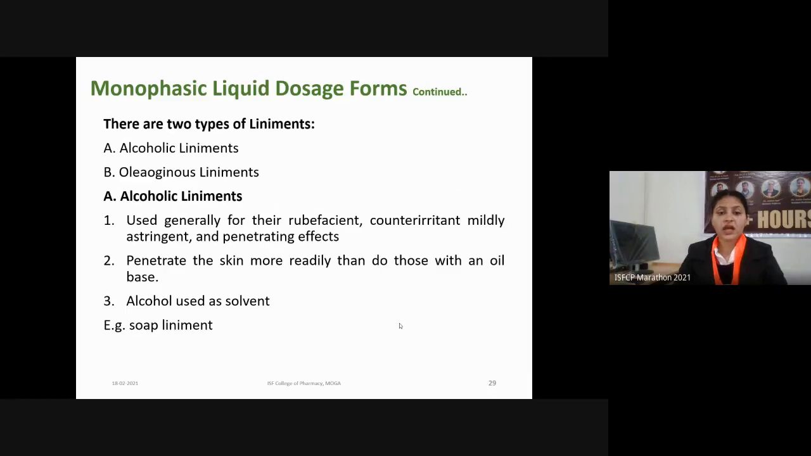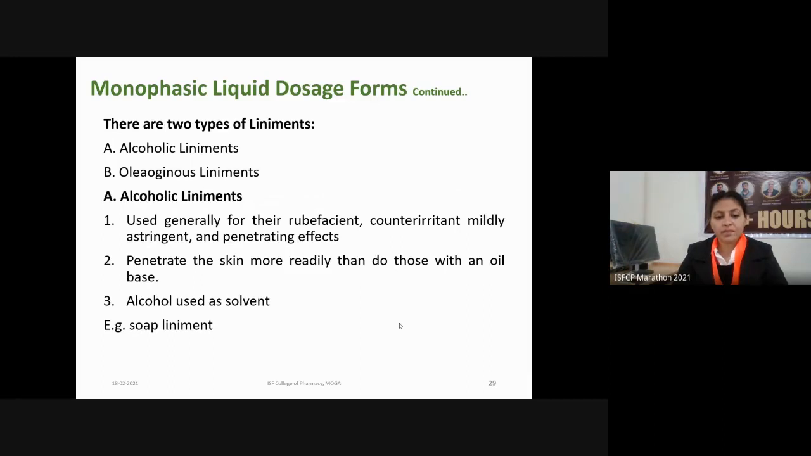Now the types of liniment. Liniments are of two types. There are alcoholic liniments, and the second category is oleaginous liniments. We will discuss both of these types individually. First is alcoholic liniments. Alcoholic liniments are used generally for their rubefacient, counter-irritant, mildly astringent, and penetrating effects. In the cases where we need these kinds of actions, we are going to choose alcoholic liniments.